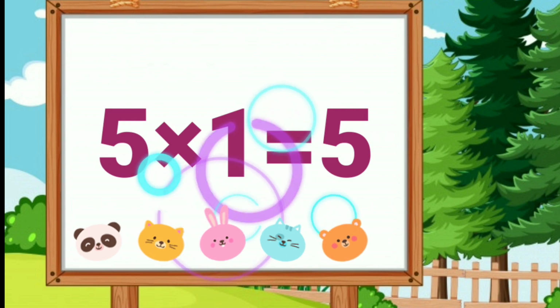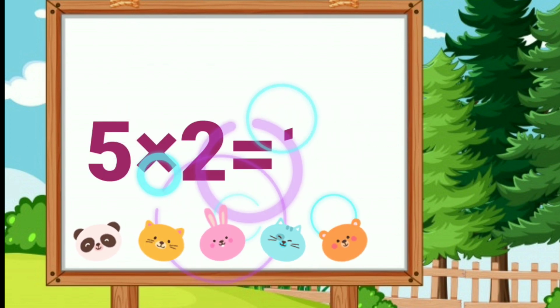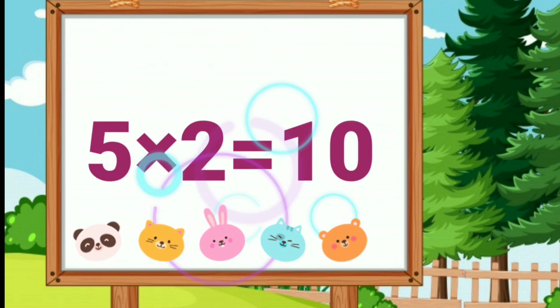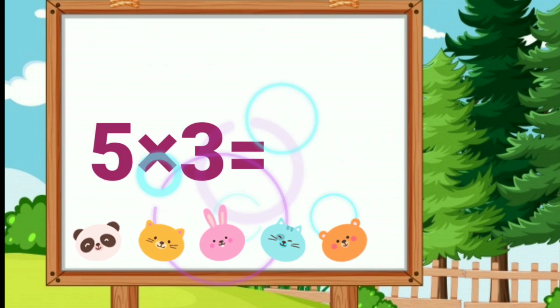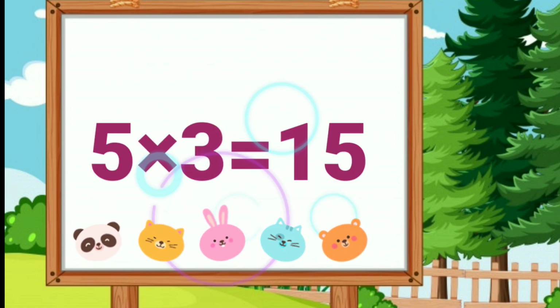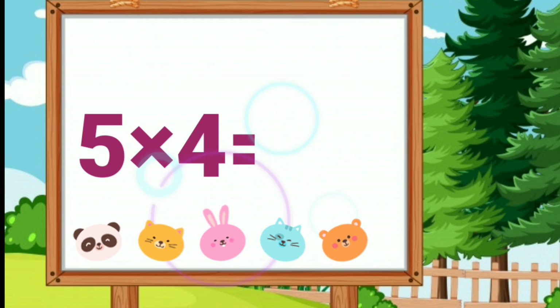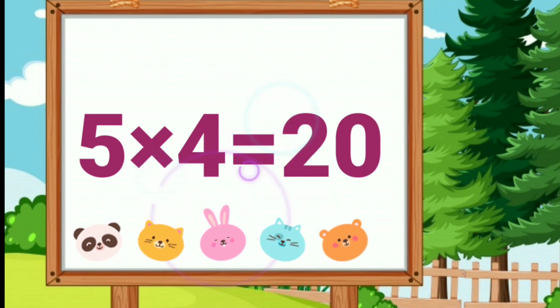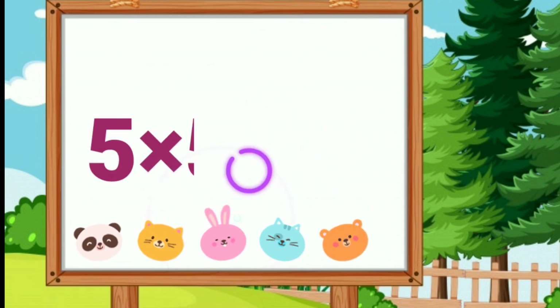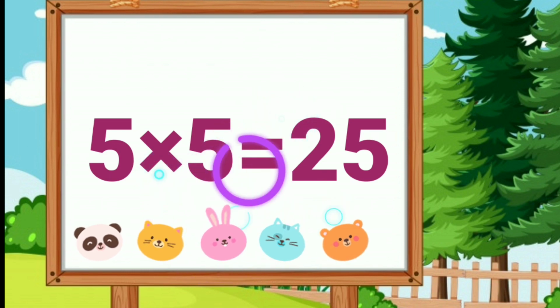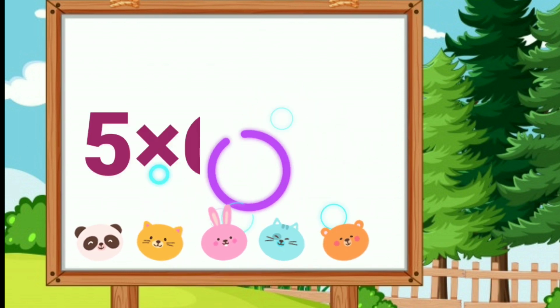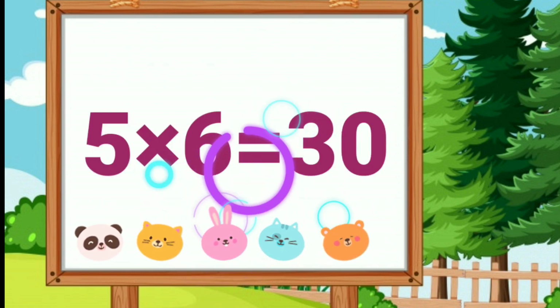Five ones are 5. 5 twos are 10. 5 threes are 15. 5 fours are 20. 5 fives are 25. 5 sixes are 30.